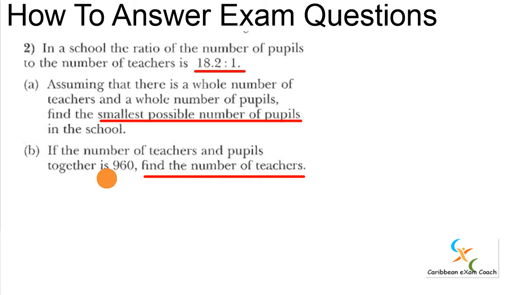So in this question, part B, you were asked to find the number of teachers if the number of teachers and pupils together is 960. So let's see how that's done, how to answer that question.